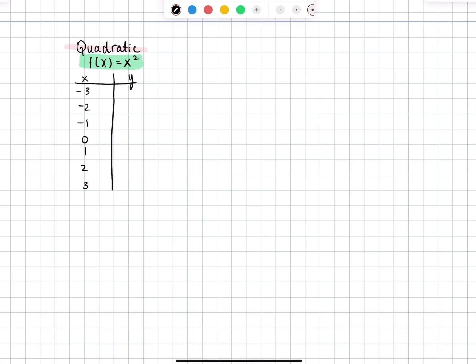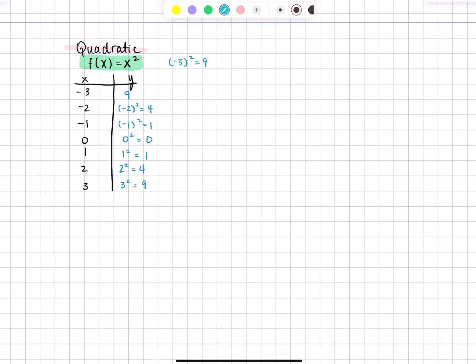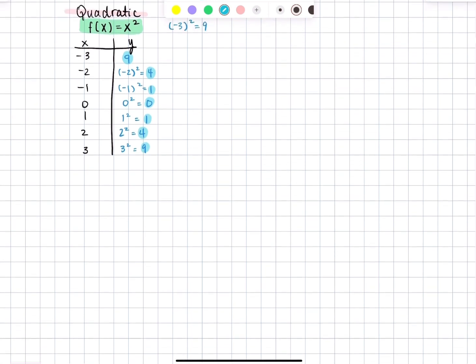So when we plug in -3 and we square that, so -3 squared. Remember the negative comes with the 3. We want to use parentheses. This equals 9. So here we have -2 squared. That gives us 4. -1 squared gives us 1. 0 squared is 0. 1 squared is 1. 2 squared is 4. And 3 squared is 9. So we have our points over here. So let's graph this to see how it would look visually.